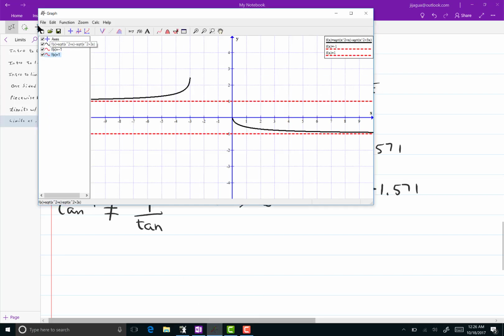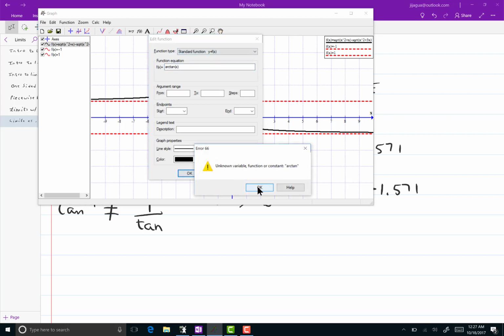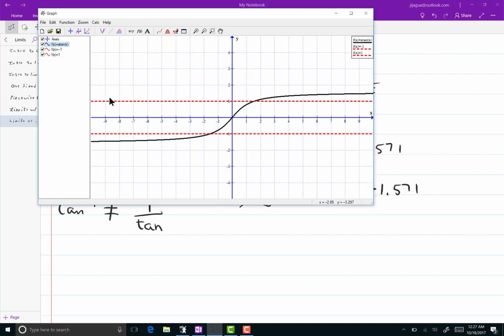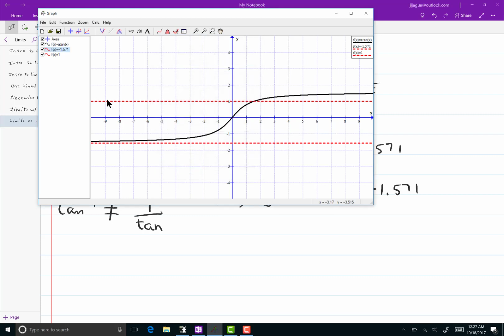I want to do an even better looking graph than the calculator has because I want you to see it. When you type in the function in my graph program, you have to type in arctangent of x, and you don't, what's this? Okay, my bad. You type in a tan of x, so get rid of the arc part. Okay, there's our graph. Let me change the horizontal asymptotes to negative 1.571 and positive 1.571.